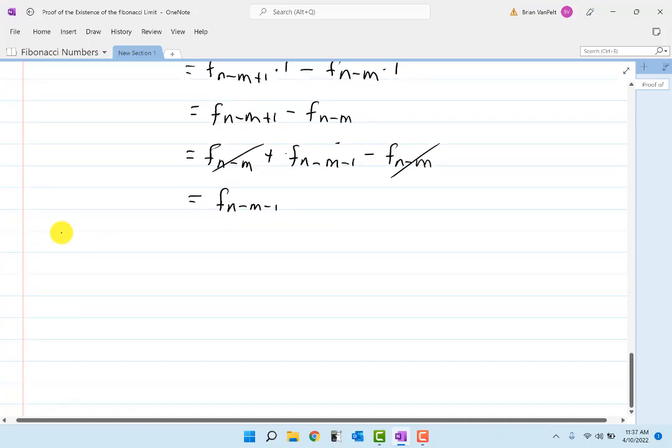On the other hand, what if m minus 1 is odd? So this is case 2. And so let me write my equation that we have up again.